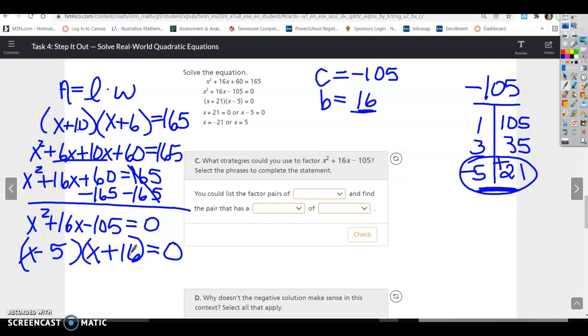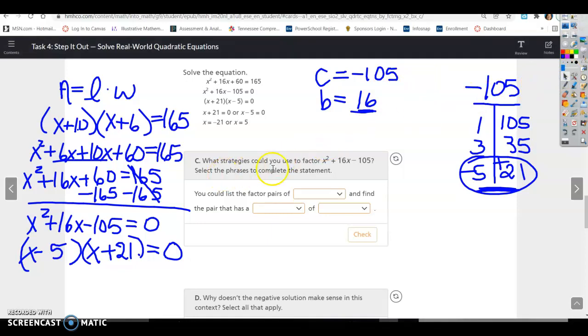So I'm going to have negative 5 and plus 16. And again, you can always check that. Wait a minute, where did I get 16 from? I wrote the wrong number down, 21. All right, so I want negative 5 and plus 21. And together, the middle terms will add up to give me 16. That's where I got my 16 from.